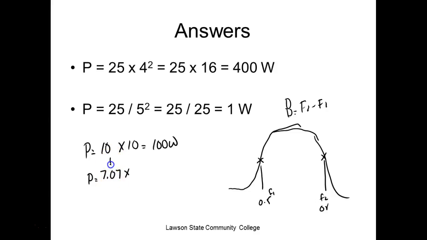If I drop my voltage down to 0.707, my current is going to drop down to 0.707, and what does that give me? If we didn't round, it would give me 50 watts. So if I know the maximum voltage I ever get, and I can measure where my voltage drops down to 0.707, then that's the half power point relative to voltage.